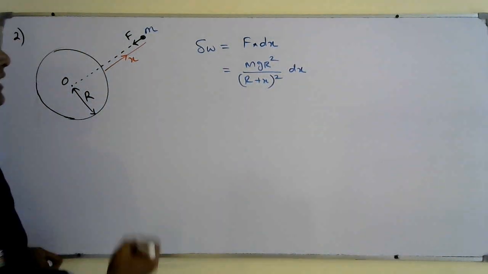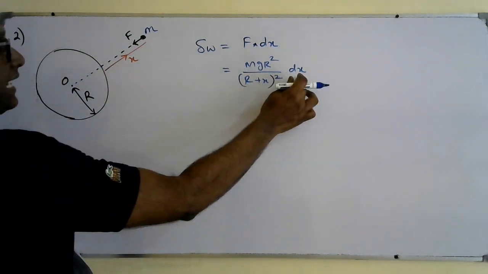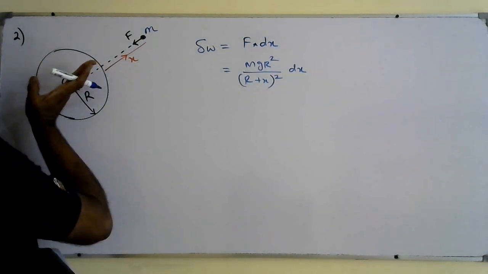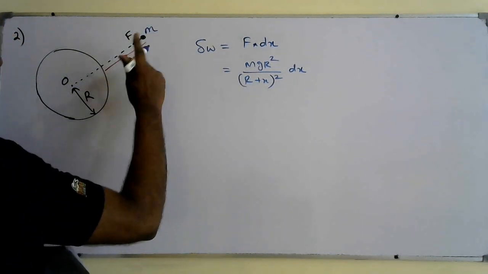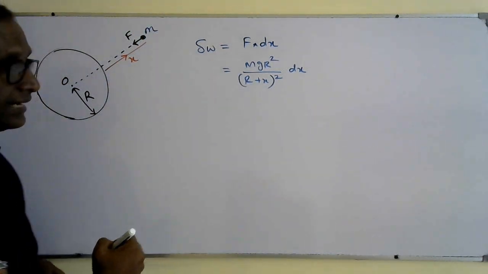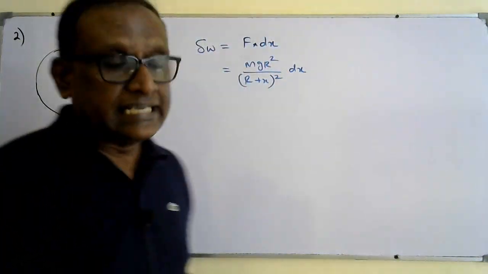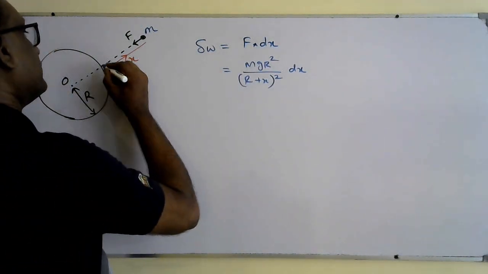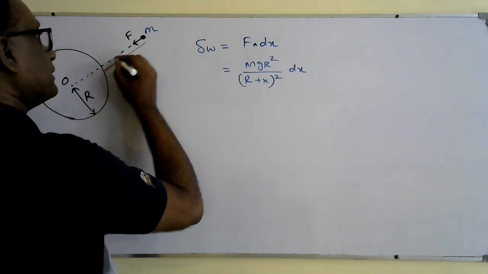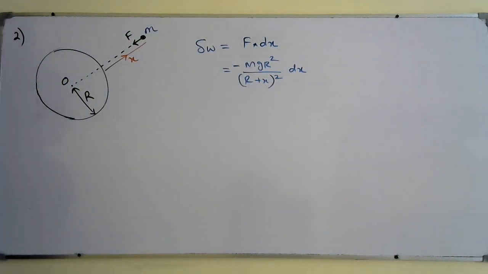But here we know that the force is acting towards the Earth. We are taking x in this direction, which means dx is also taken in that direction. So they are in opposite directions, and there will be a minus sign when we substitute in the energy equation. Because x is measured along this direction, dx along this direction, and the force is acting opposite, there must be a minus sign.